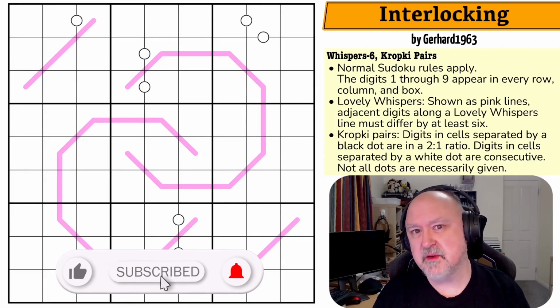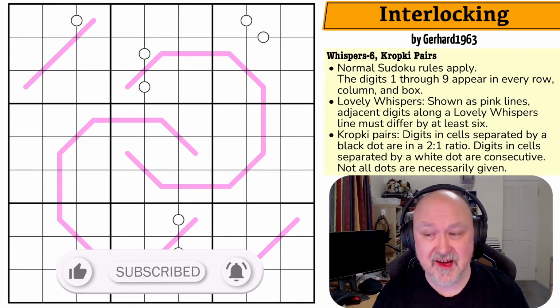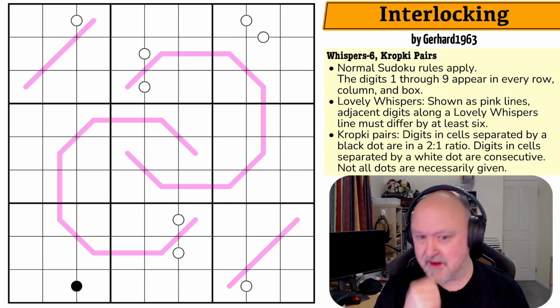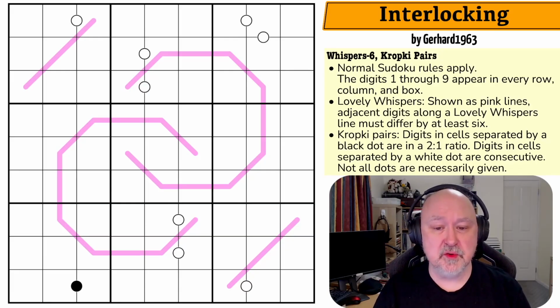And today I'm going to be doing that with a puzzle called Interlocking by 1963. Why did I say 16? 1963. So this is a puzzle using a German Whispers variant. And I've started talking to quite a few rules constructors who are wanting to start using Whispers and a number as the way of displaying it.